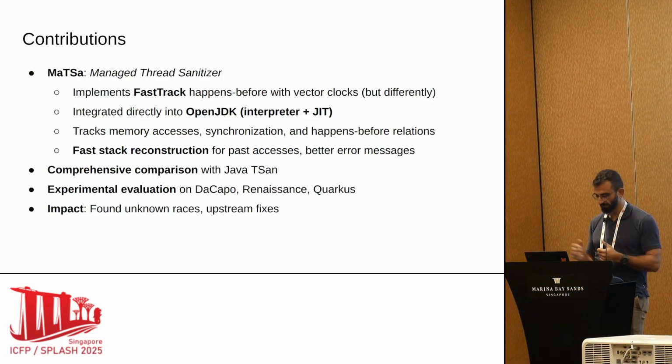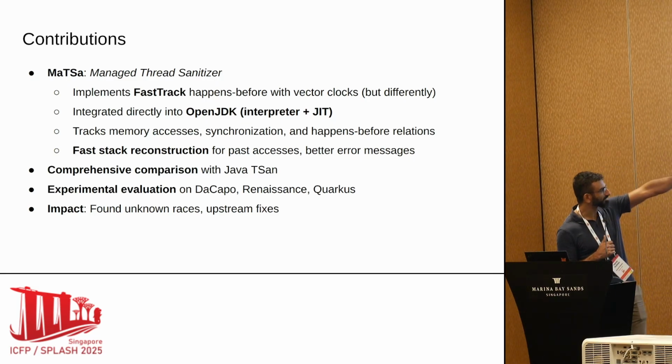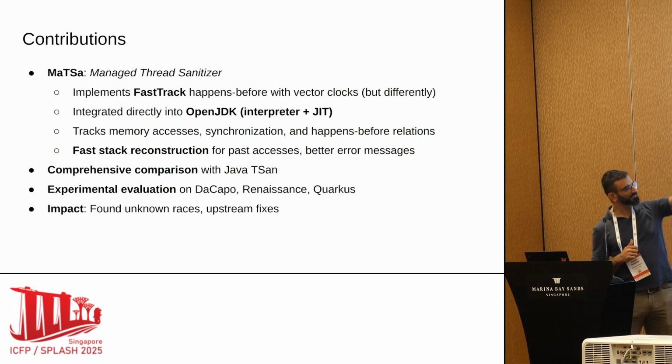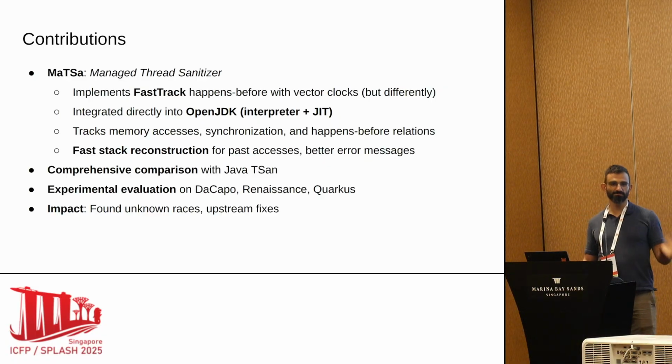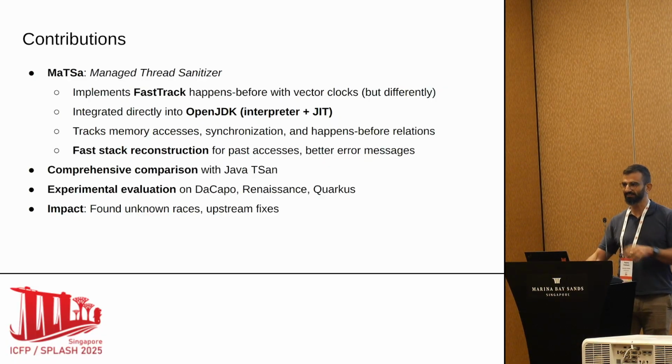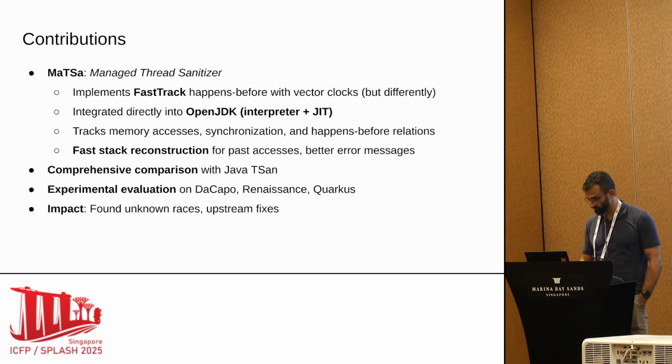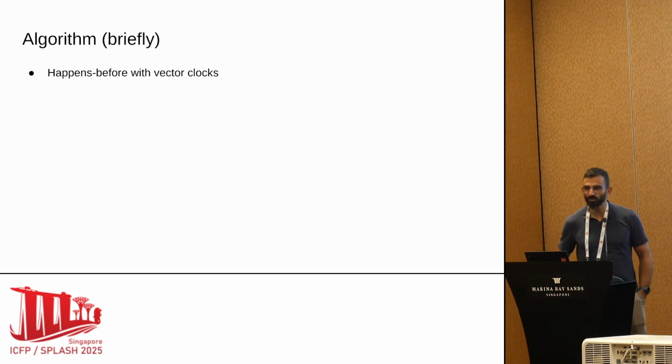We compare against the thread sanitizer, the current state of the art, and we do an experimental evaluation on a set of small benchmarks so that we can compare, and then sets of benchmarks that at this point no other tool can run. We found races, we found unknown races, and some of them have been fixed in the repositories upstream. And so I'm going to give you a small summary of how this algorithm works.